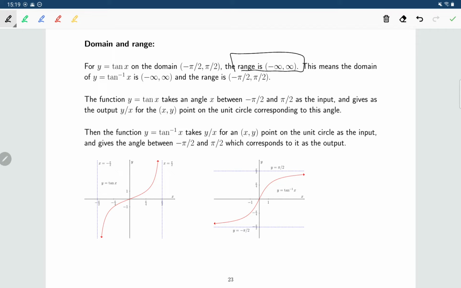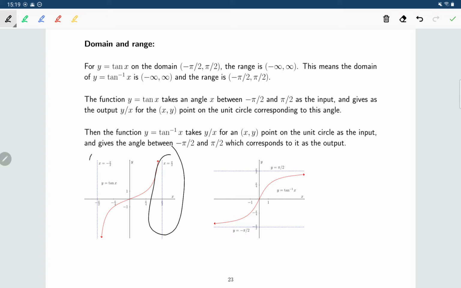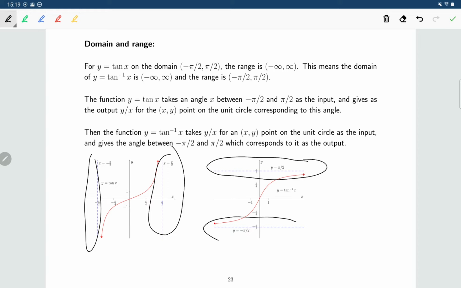And that means that for tangent inverse, the domain would be all real numbers. So unlike sine inverse and cosine inverse, which have restricted domains, tangent inverse is defined everywhere for all real numbers. Also notice that for the graph of tangent, you had two vertical asymptotes on that little restricted domain that we were getting close to, and that meant for tangent inverse there were two horizontal asymptotes.